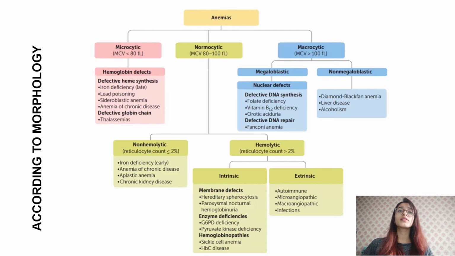This is also another way of classifying anemia, according to its morphology. You can say it is according to the size, or basically the mean corpuscular volume. It can be microcytic, normocytic, or macrocytic. It's my advice that if you are starting to learn about anemia, it is better to learn the classification according to the process, because it's easier. Then when you learn about the specific anemias, in the end you can also learn this classification.